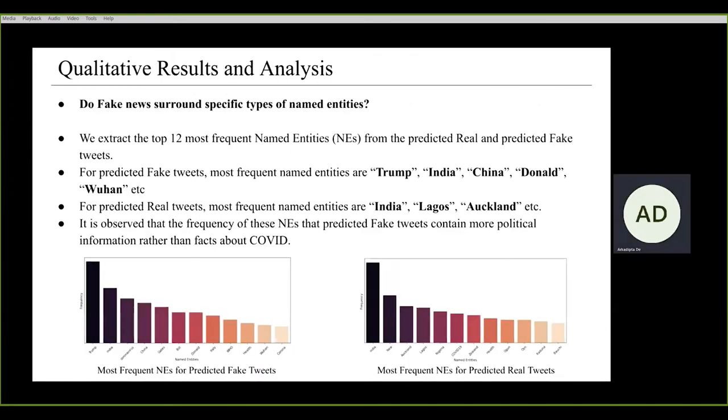We also do some qualitative results analysis. We also answer some crucial questions. Some of the questions we highlight here, for example, we ask whether fake news related to COVID-19 surrounds some specific named entities or not. For that reason, we churn out the most frequent named entities for predicted fake tweets as well as for real tweets. And we see that Trump, India, China, Donald, Wuhan, these kinds of named entities mostly surround fake tweets, which leads us to the observation that mostly these kinds of fake tweets contain more political information rather than the actual COVID-19 situation facts.